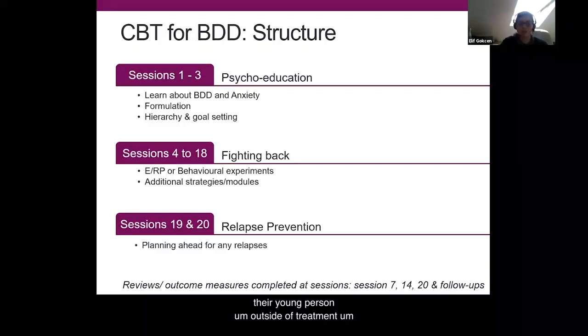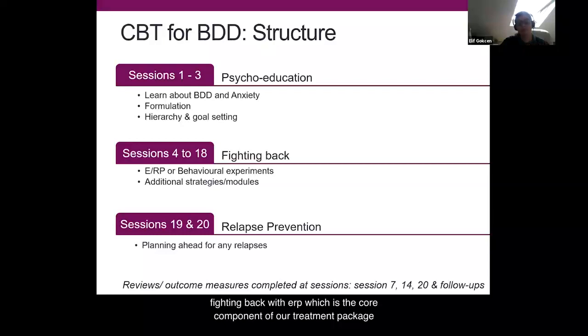And we spend, as you can see, the first few sessions thinking about psychoeducation, so learning about BDD. We then move on to fighting back with ERP, which is the core component of our treatment package, before spending the last couple of sessions on relapse prevention and planning for any challenges that might come up along the way. We have regular review points at certain sessions, so sessions 7, 14 and 20, and then once the young person's in follow-up, we will review at those sessions as well.